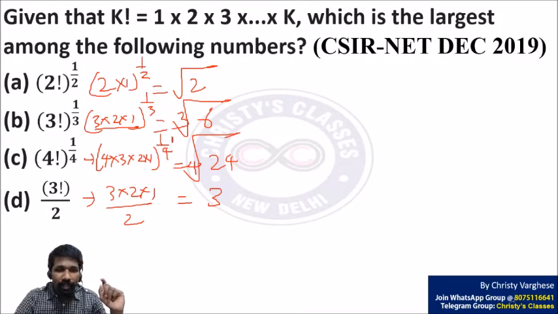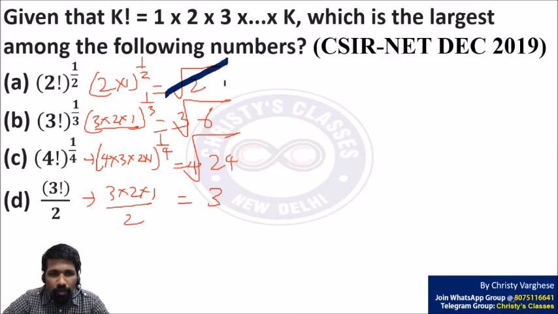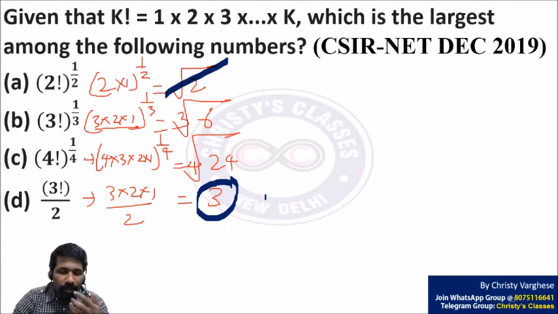Here the best thing to do is eliminate pair by pair, because finding all the values and comparing will be time consuming. Logically, if you eliminate them, that is better. First of all, option A can be eliminated because you already know a larger value than that. Option A is root 2. This is 3, na? Root 3 itself is greater than root 2. So definitely 3 will be greater than root 2 for sure. So the largest cannot be option A because we already know a larger number than root 2.